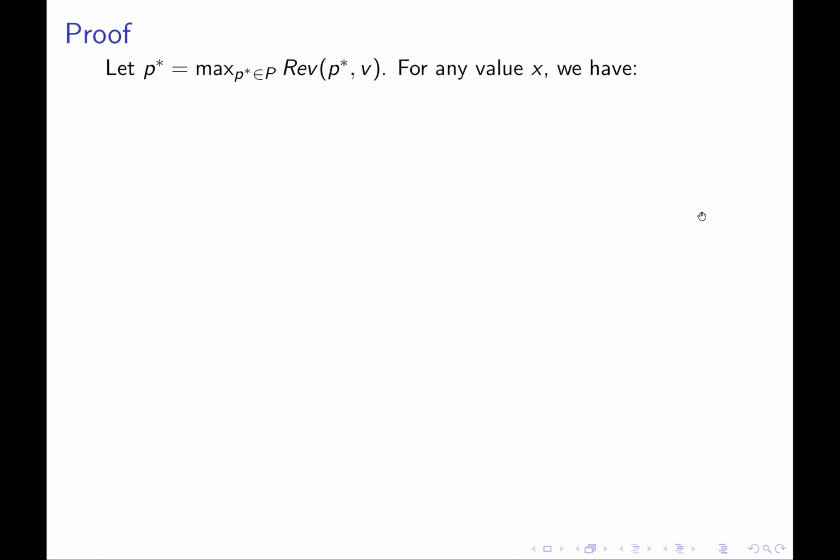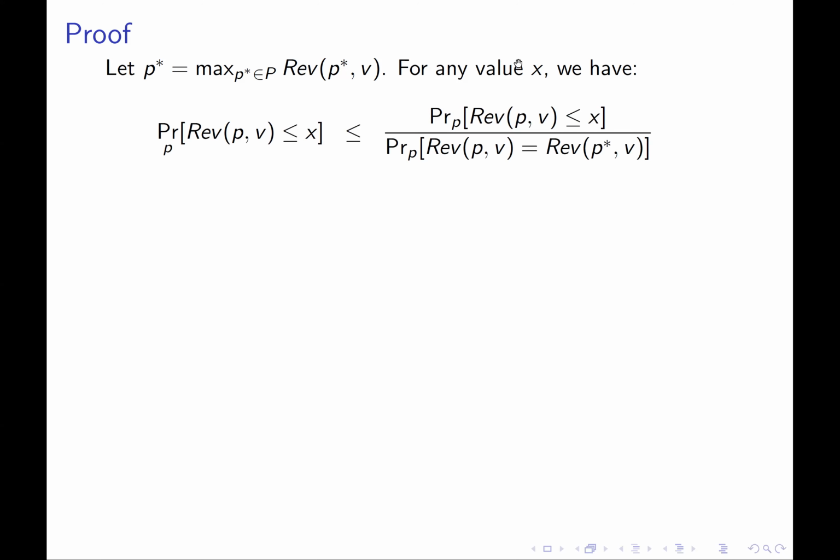All right, and so let's prove this. So again, let's just name our benchmark. P star will be the price amongst the finite set that the exponential mechanism has access to that maximizes revenue. Okay, so P star is the revenue maximizing price amongst all of the prices that we've given the exponential mechanism access to.